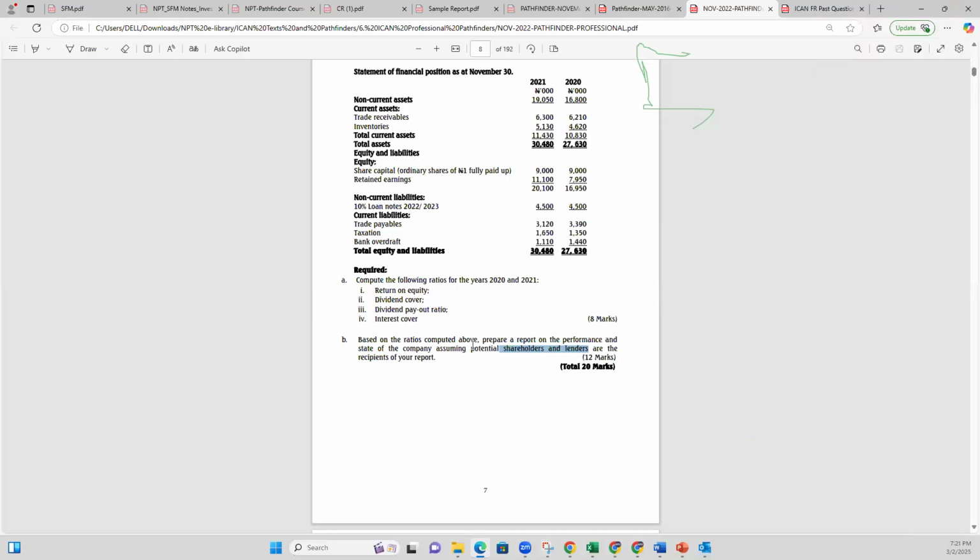The others probably explain it in a way that the ordinary man, a shareholder, understands what it means. Exactly. This is the only way it will be acceptable to me, assuming that potential shareholders and lenders are the recipient of the report. And those are tricky things that we need to pay attention to when we are reading our requirement too.